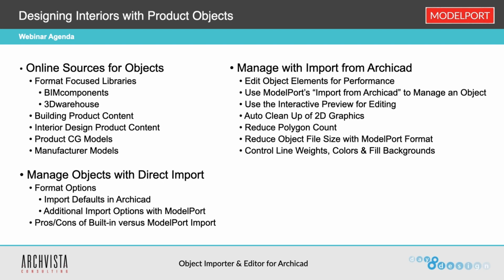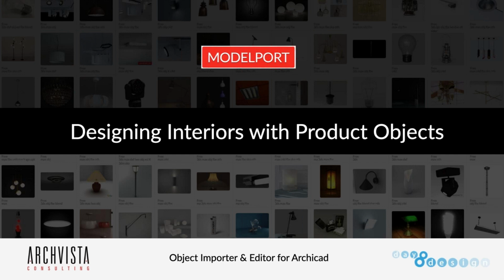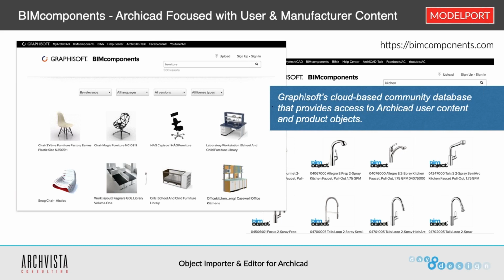Then I'm going to talk about two different methods for importing objects to Archicad. One is using a direct import with ModelPort, and also how that compares with the default imports in Archicad. And then we're going to talk about those default imports in Archicad and how we can take advantage of those to help you manage objects that come in from other sources, such as SketchUp and Revit and other places that you might use.